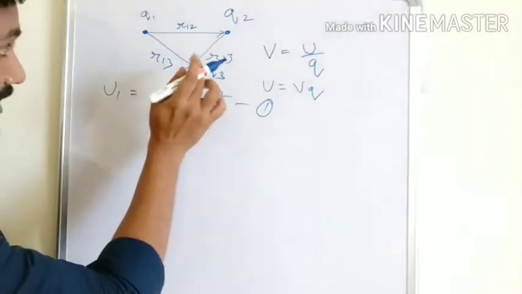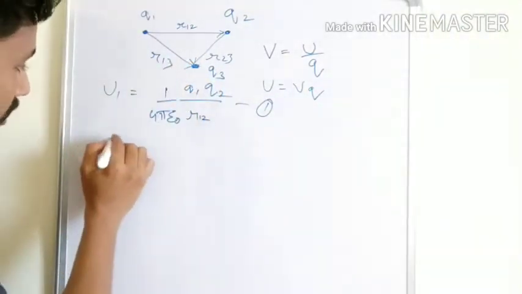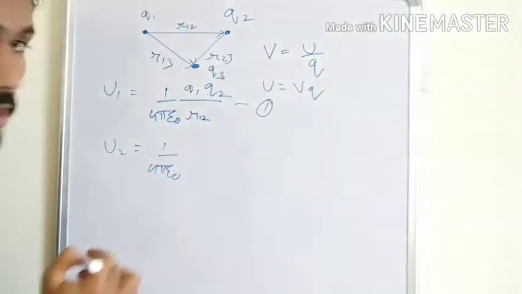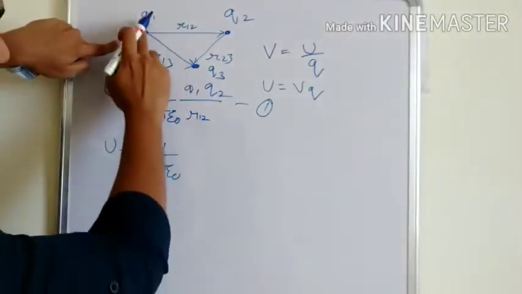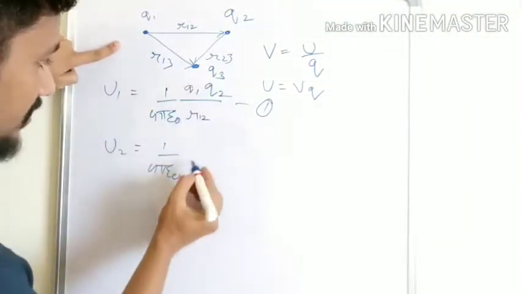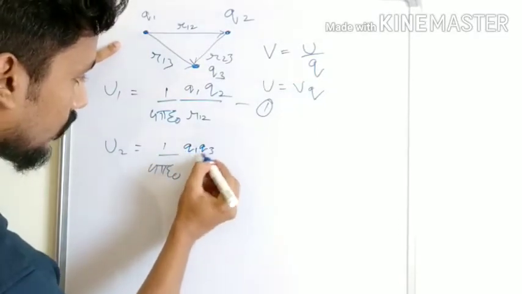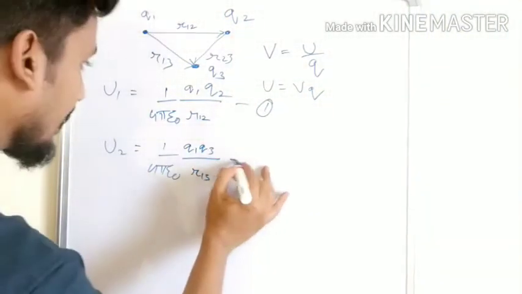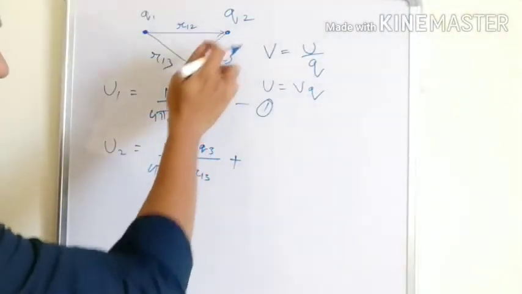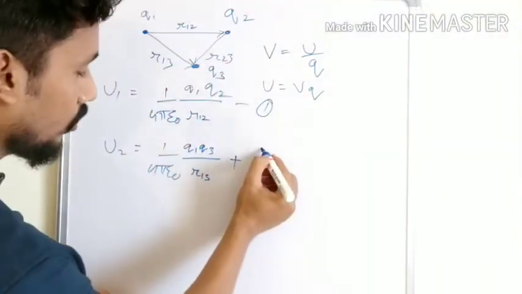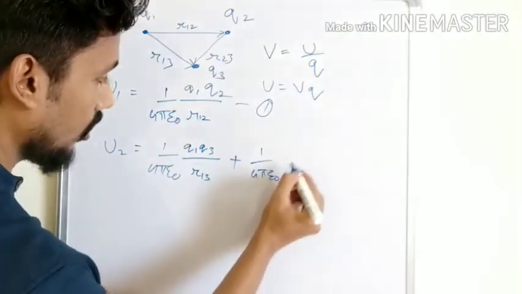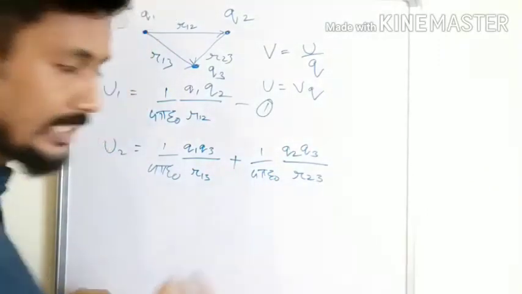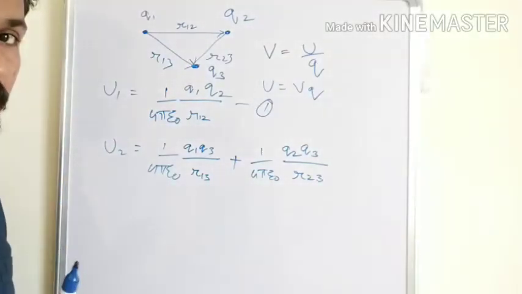So how much will be the energy now for Q3? I will denote it by U2. U2 will be equal to 1 upon 4 pi epsilon naught. First, how much is the energy at Q3 because of Q1? It will be the same as before: Q1 Q3 upon R13, plus the same because of Q2. How much will it be because of Q2? 1 upon 4 pi epsilon naught Q2 Q3 upon R23. I hope this situation is understood.